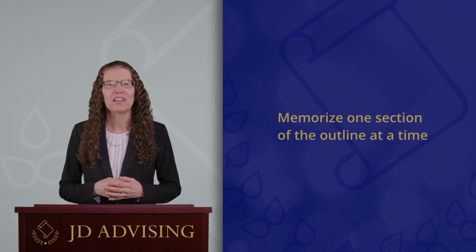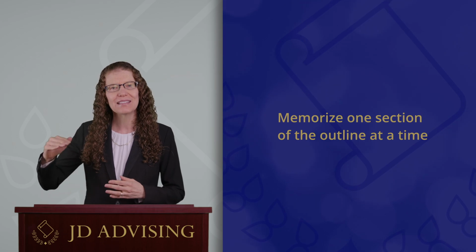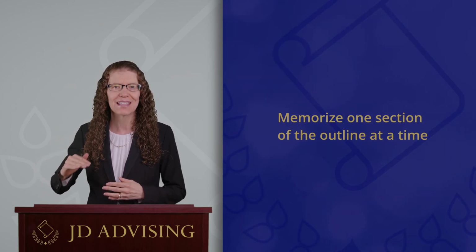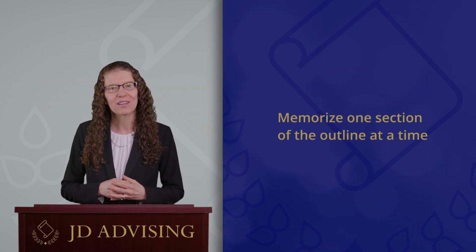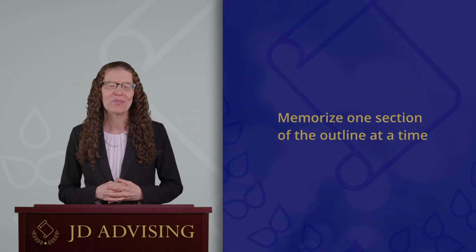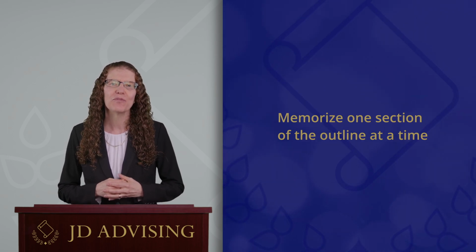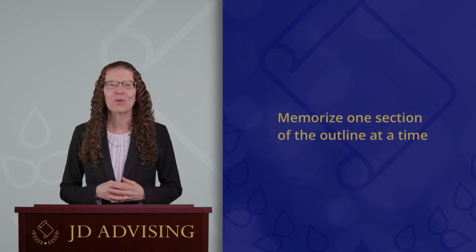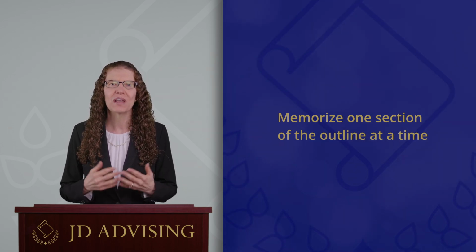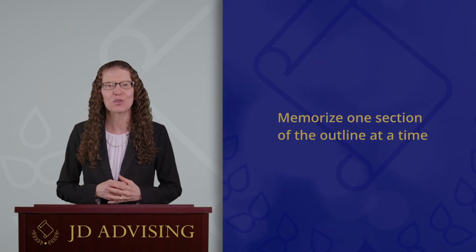You will find that if you organize your outline in a certain way, for example, listing all the intentional torts together, you will often find elements that overlap. For example, all intentional torts require intent, and your professor will probably define intent in a certain way. So, in essence, you will have already memorized one element that you will need for all the intentional torts.